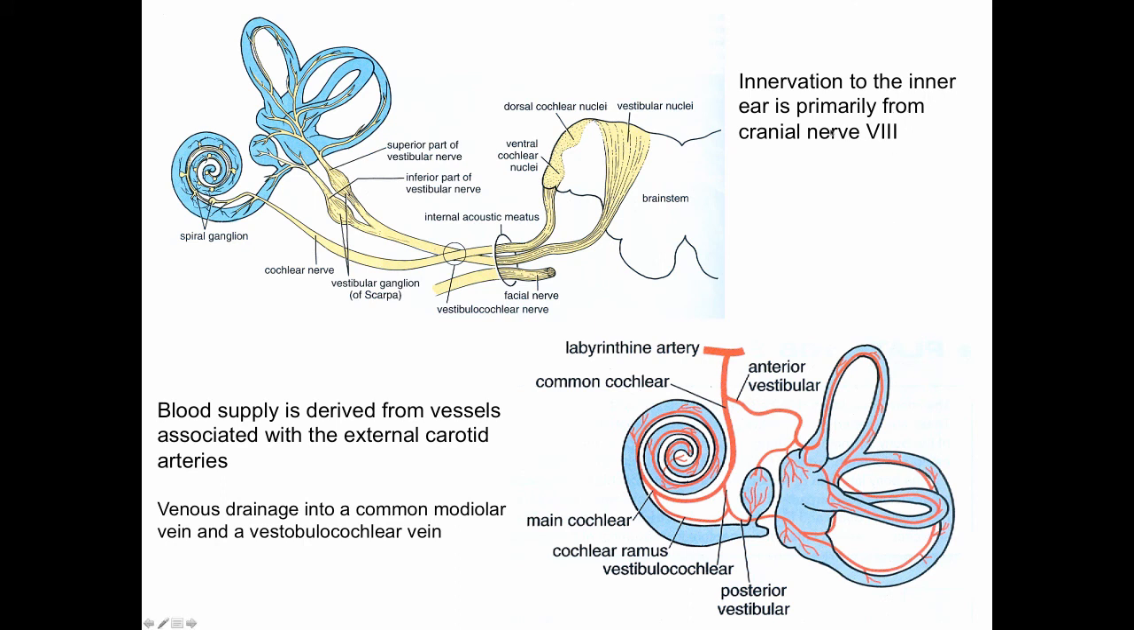Innervation to the inner ear is primarily from cranial nerve 8, and the blood supply is derived from vessels associated with the external carotid artery. Venous drainage is into a common modiolar vein and into a vestibulocochlear vein.